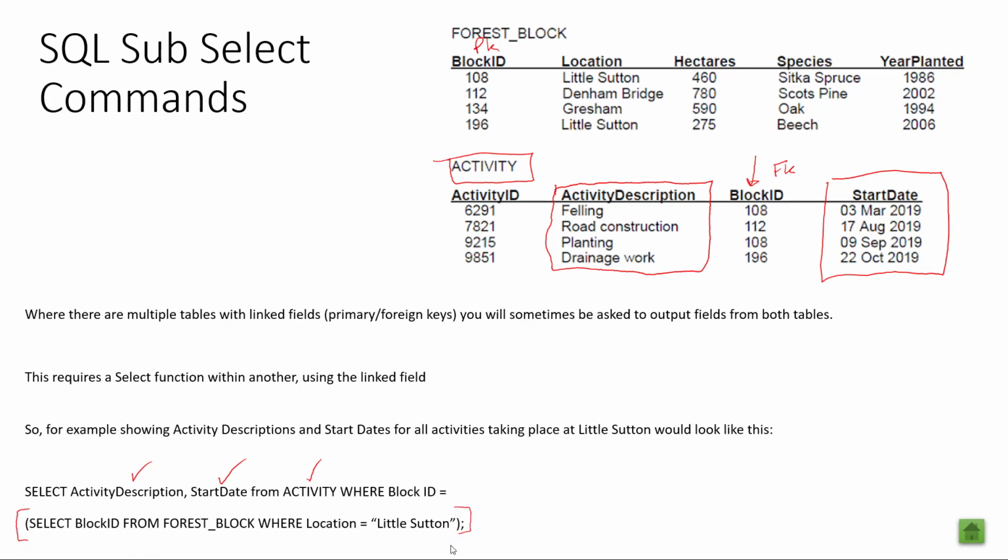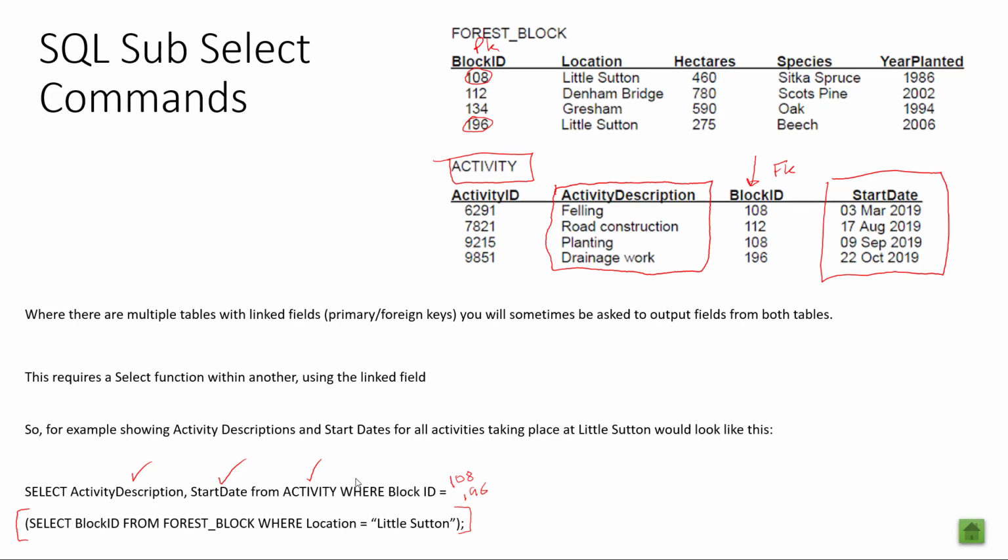So this is your subselect command here, right? Then we start a completely new SQL statement. Select the block ID from forest block. So it's block ID from forest block where the location is Little Sutton. So Little Sutton, that means block ID 108 and block ID 196, right? Then, so that means what's returned is 108 and 196.